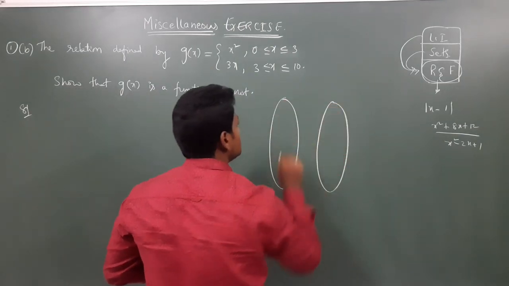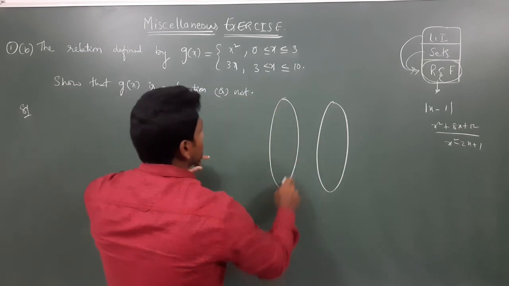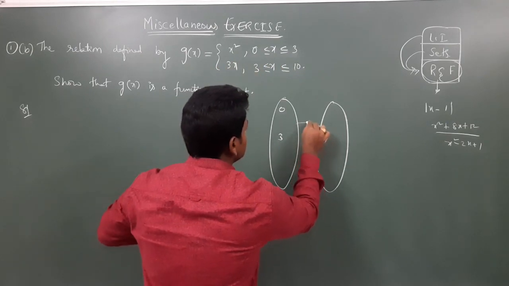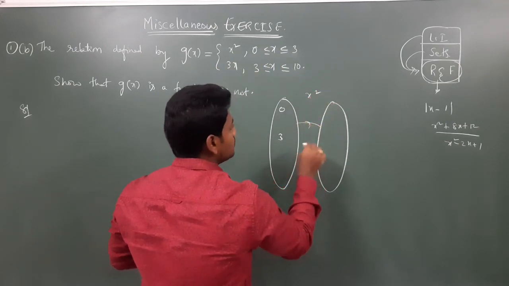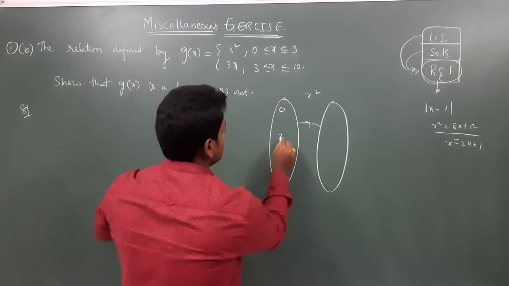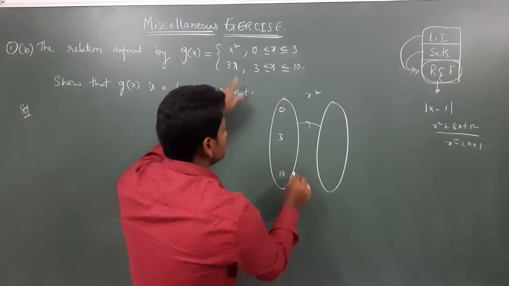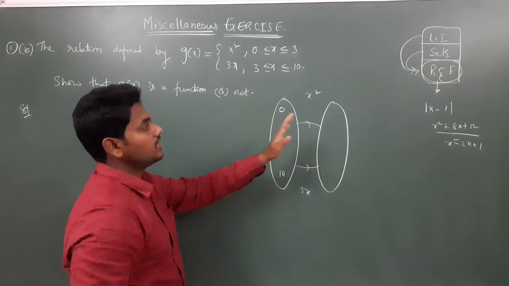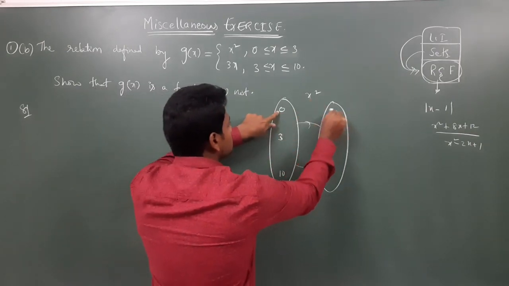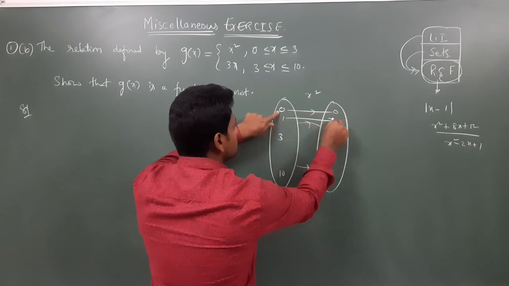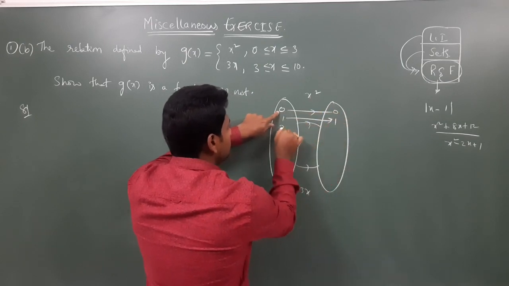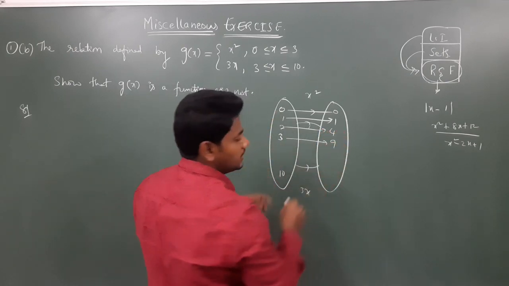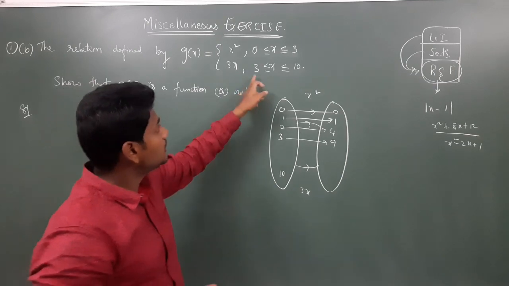We can show this easily by using an arrow diagram. See here, the domain values are 0 to 3, and for 0 to 3 the function is x square. Remember. Next, for 3 to 10, the function is 3x. Now you find the range values. If it is 0, 0 square is 0. If it is 1, 1 square is 1. If it is 2, 2 square is 4. If it is 3, 3 square is 9.